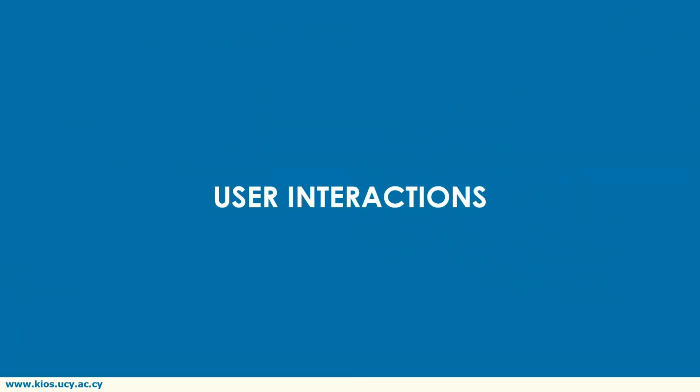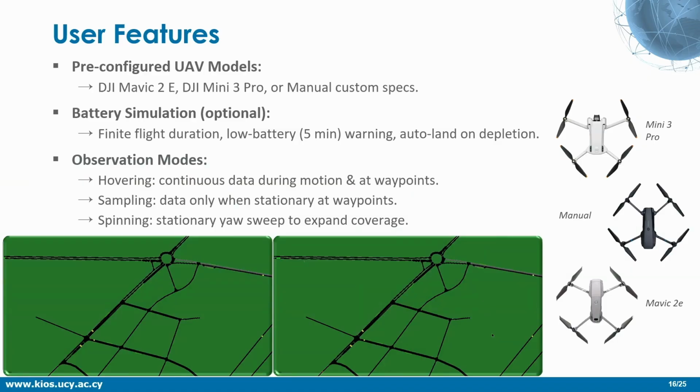Now for the user interactions, for our main course, we do offer 3 different UAV models. It's what we use in our research center as well. These are just 2 commercial models, but of course we provide a manual custom specification model, which the user can use to give different field of views, different speeds if they like, and other configuration settings. We also provide a very simple battery simulation option, which will give warnings, and auto lands on depletion of the battery.